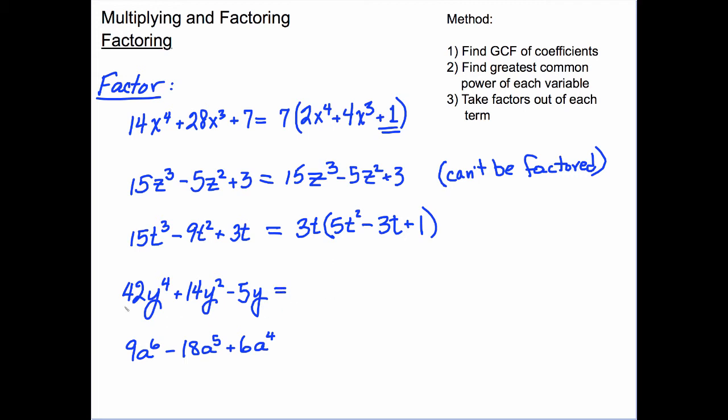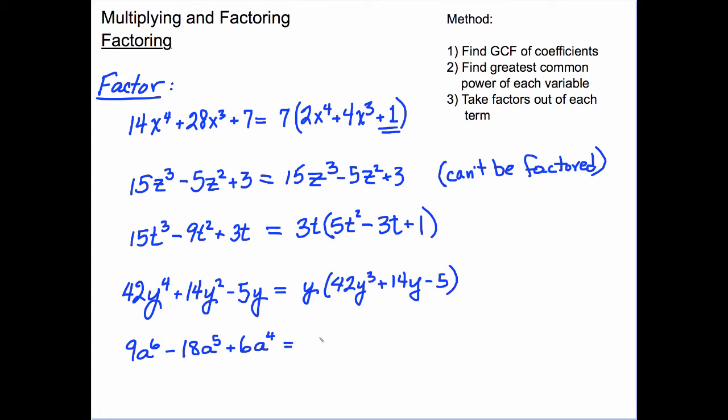For the second one, we'll look at the numbers, and there are no common numeric factors. 42 has factors of 2, 3, and 7. This is 2 and 7. This is just 5. So there are no common factors in the numbers, but y is a common variable factor. And so this would be y times 42y to the third plus 14y minus 5.